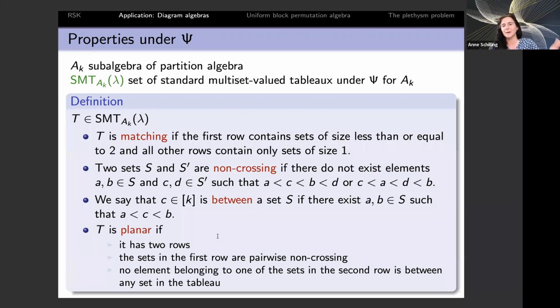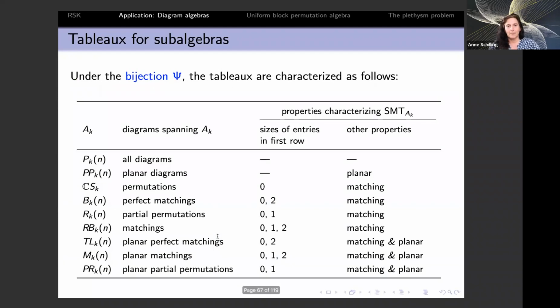I've done that here, but as I said, the details are not important for this talk. It turns out that under this bijection, the tableaux that you get can be characterized explicitly. And here I have listed for you how you can actually characterize the tableaux explicitly.